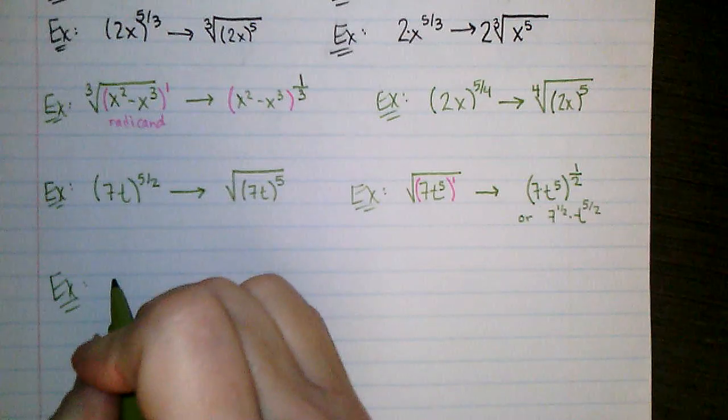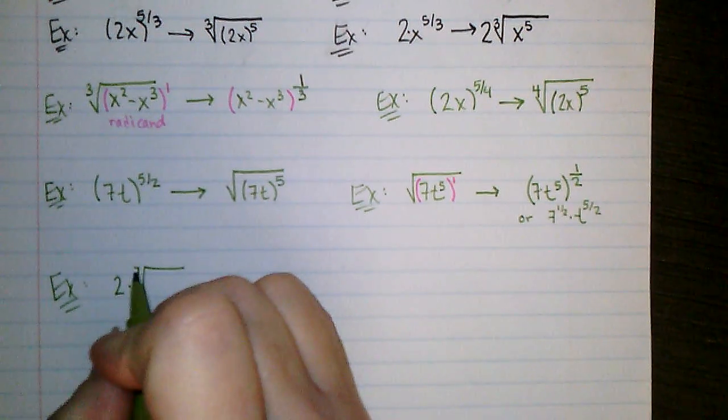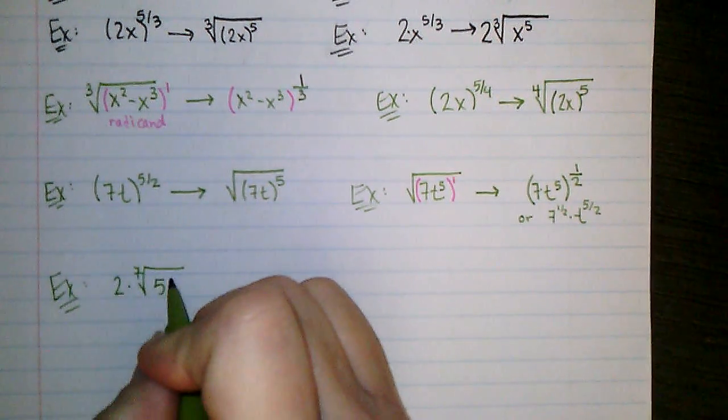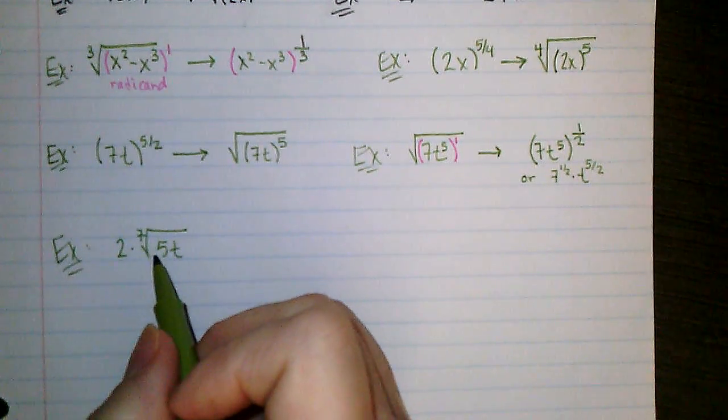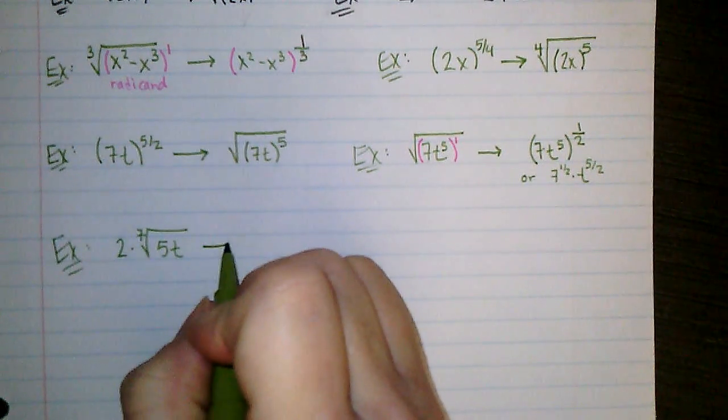What's next? Let's do this one: 2 times the 7th root of 5t. Getting more complicated as we go. So the first thing I want to do is change this into exponent form.